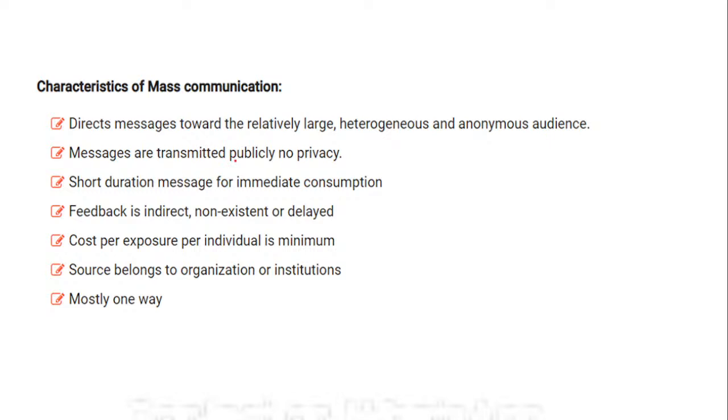For the anonymous audiences, messages are transmitted publicly, with no privacy. On social media, you can get these messages easily. They have a short duration for immediate consumption. For example, an advertisement is a part of mass communication. That day also, if you remember, we have seen this. An advertisement has only a few seconds of existence. The reason is that they require huge costing, but in those few seconds you have to create an impact in the mind of your consumers. So it is a short duration with an impactful message.